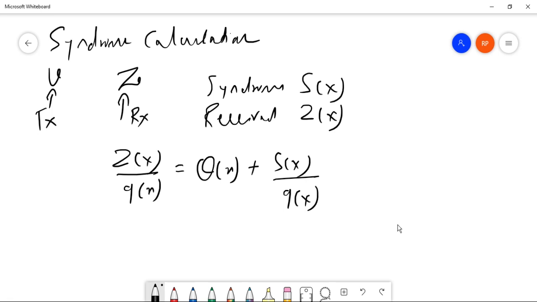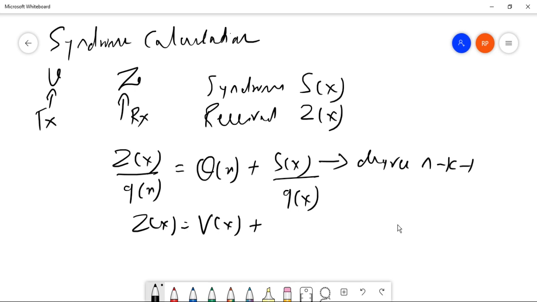The syndrome S of X is a polynomial of degree n minus k minus 1, as we know that (n, k) is the systematic code. E of X is the error pattern caused by the channel. So the received one, Z of X, will be equal to whatever you have transmitted, plus certain error which gets added.